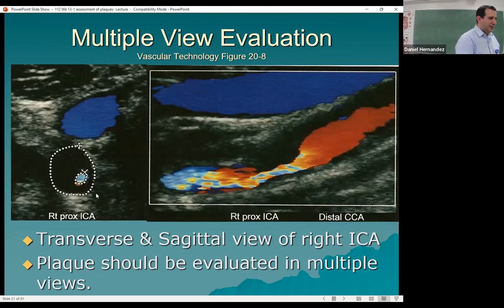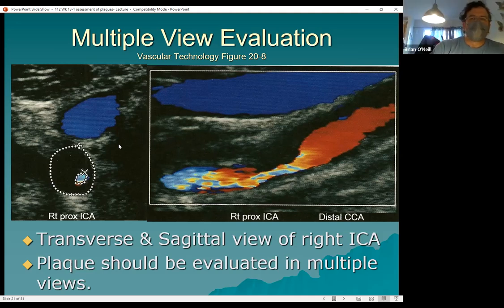So this is what your sonographer did in the lab right there, right? That you measured the area of the vessel and then the area that was open like that. Yeah.